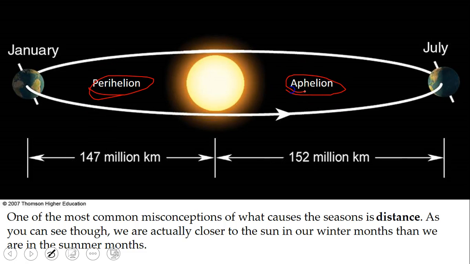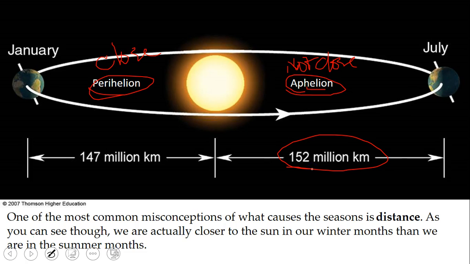We have two new terms here. We have perihelion and aphelion. Aphelion, anytime you see A in front of it and you see that word helio, it's not close. And of course, perihelion is close. So what we're noticing right now is if you were to look at this, you can see that we are 152 million miles away in the summer.